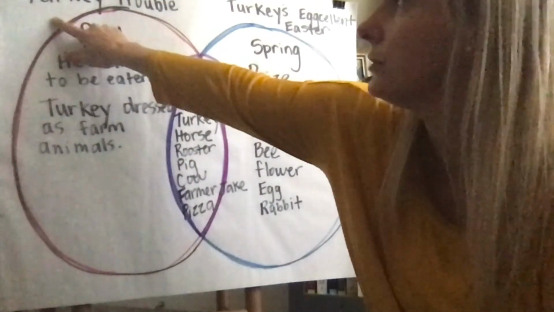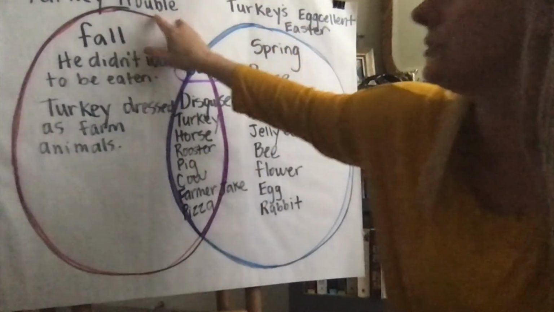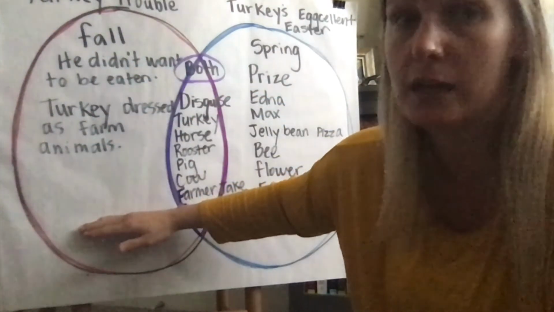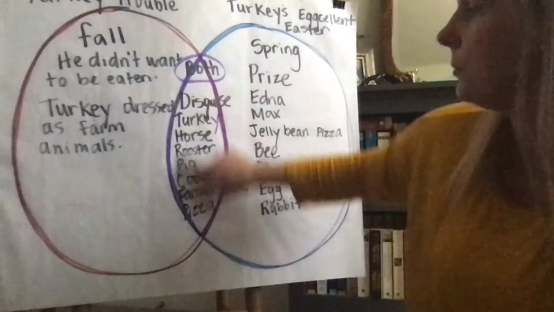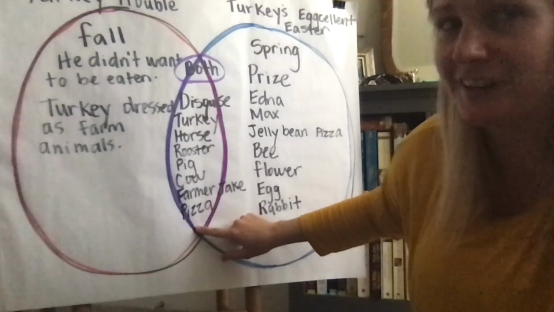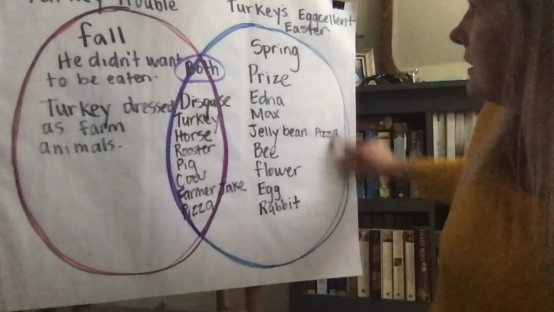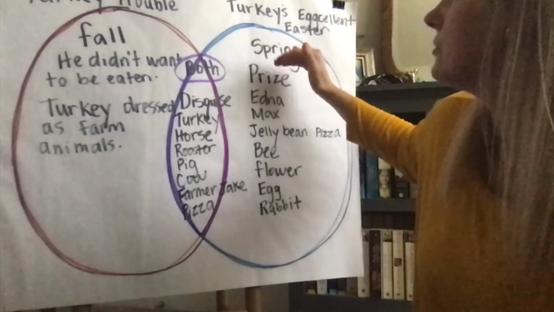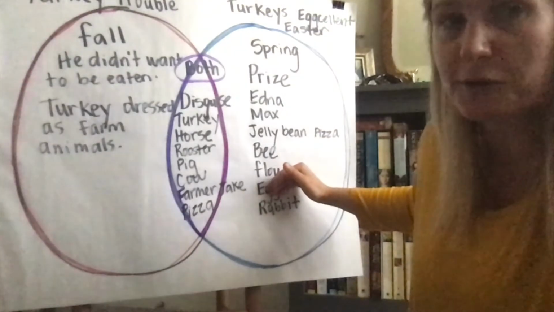So if you are doing Turkey Trouble and Turkey's Excellent Easter, I want you to think of 3 things that happened in just Turkey Trouble. Then you're going to go back and you're going to think about 3 things that happened in both stories. And then you're going to think about 3 things that happened in just the story, Turkey's Excellent Easter.